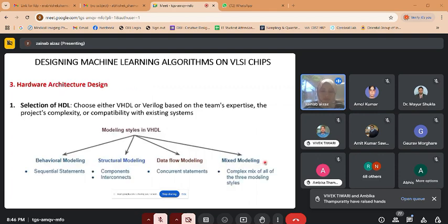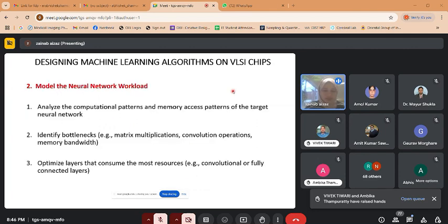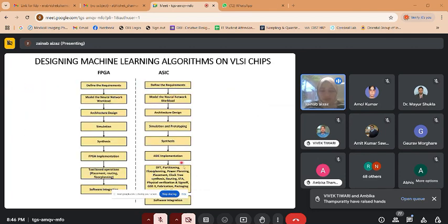So now the most important thing is hardware architecture design. This is the third step of what we are doing. We are understanding this flow chart and how faculty and researchers use this, how we make this circuit on the ASIC and FPGA. This is how we are learning. So I defined the requirements. I modeled the neural network workload. Now on architecture design: how do we design?